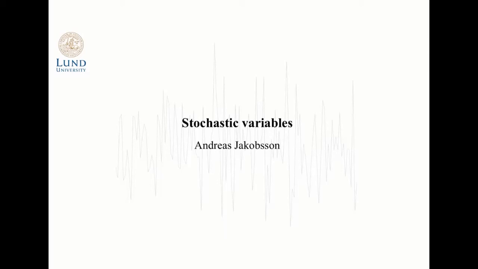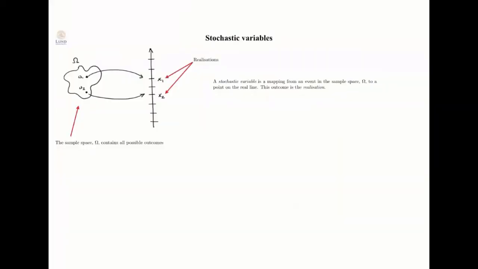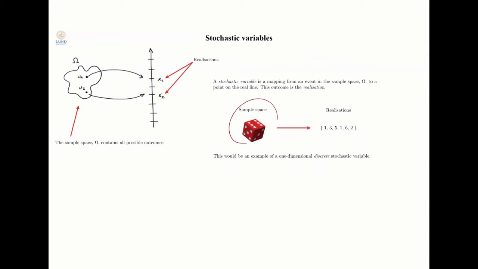This lecture is about stochastic variables. A stochastic variable is a mapping from the event space, here denoted omega, to a point on the real line, x1 in this case. An example would be a die. So before I roll the die, I have it in the abstract notion of a die, which outcome is not known. After I roll the die, I get a number of realizations, 1, 3, 5, and so forth.